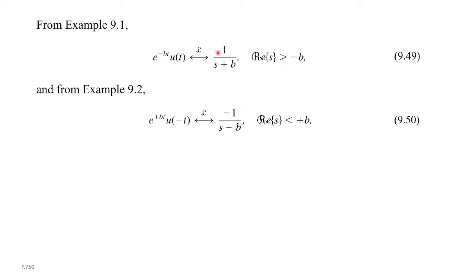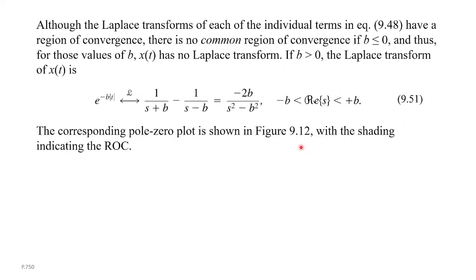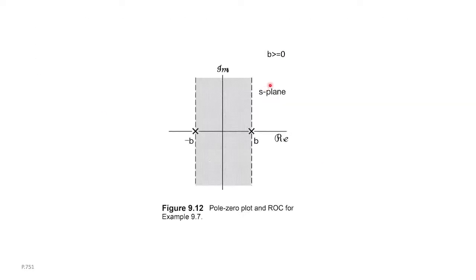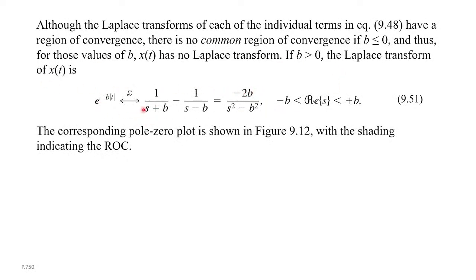So this first one is exactly the one with plus b, and for this the ROC is Re(s) bigger than minus b. And this other thing is in 9.2, but we have a negative sign here, and I think you also need a negative sign here. But anyway, once you correct the negative sign, it's this minus 1 over s minus b, and the ROC will be Re(s) less than plus b. Then you can add them together, and you will get your Laplace transform.